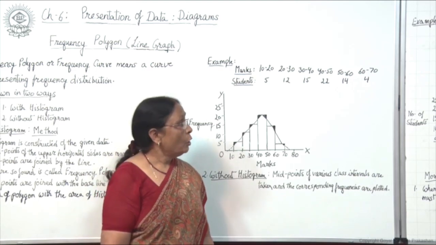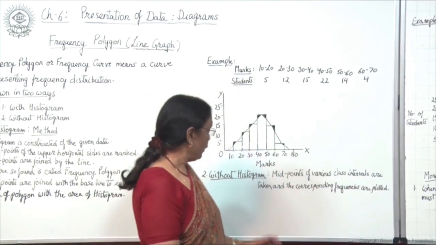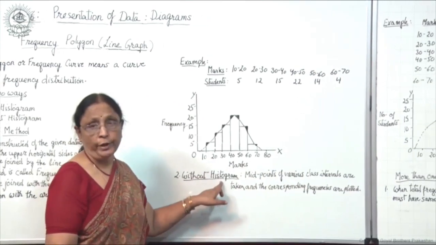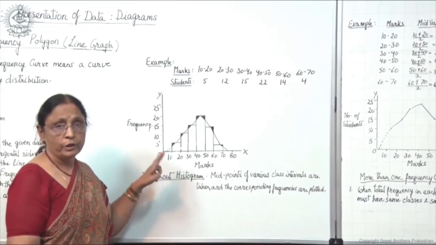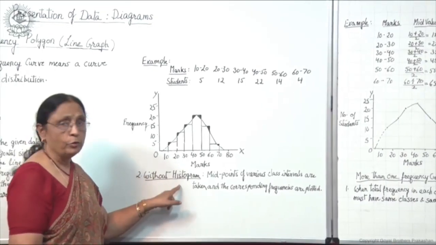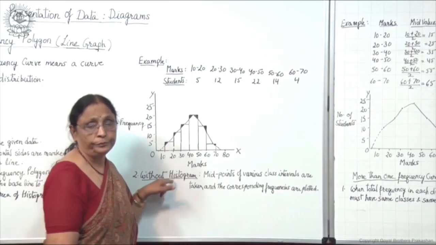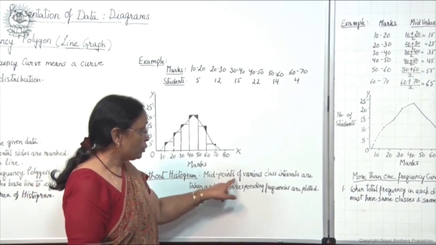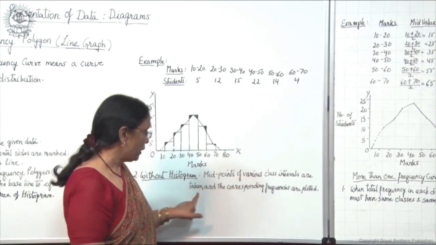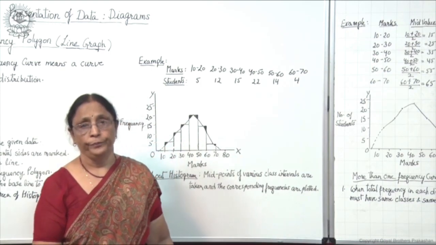Okay. Now I will tell you another method, that is drawing a frequency polygon without histogram. Two methods I told you. First is with histogram, another is without histogram. Now in the case of without histogram, what you are supposed to do? Midpoints of various class intervals are taken and the corresponding frequencies are plotted.